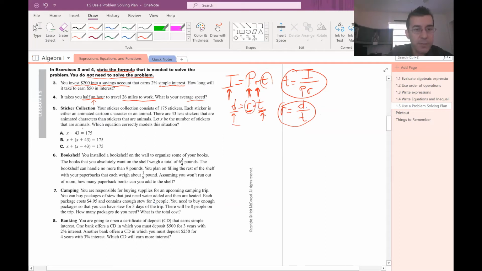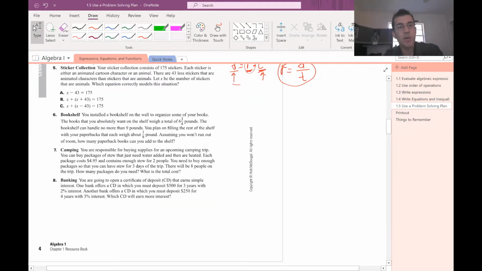Okay, so number 5, your sticker collection consists of 175 stickers. Each sticker is either an animated cartoon character, or an animal. There are 43 less stickers that are animated characters than stickers that are animals. Let X be the number of stickers that are animals. So animals X. If this is X, this can be Y.